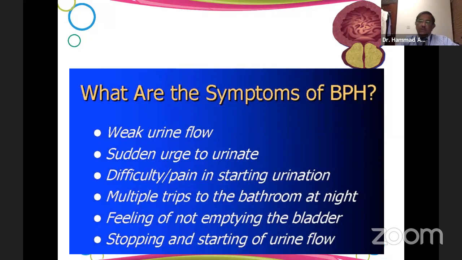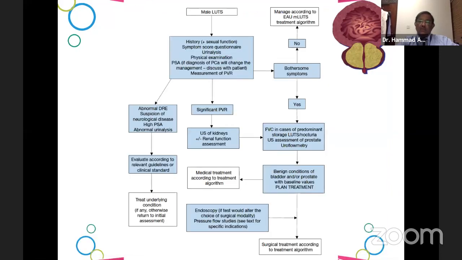You may be going frequently to the washroom. You're not emptying your bladder completely. And it becomes difficult to start and stop a stream. So all these are typical symptoms of BPH.